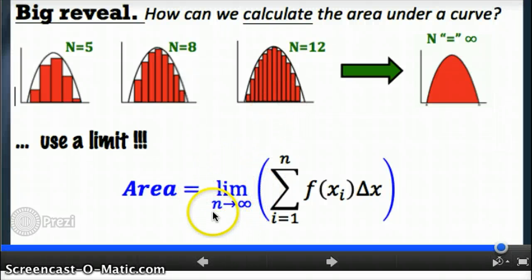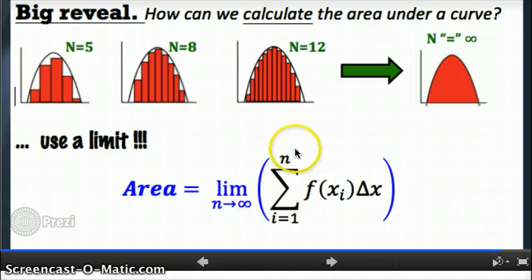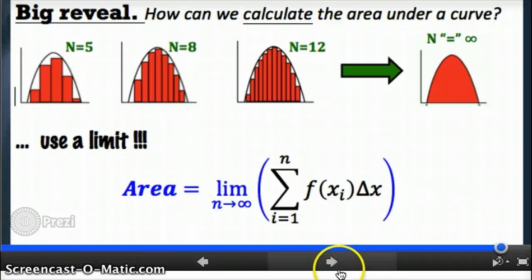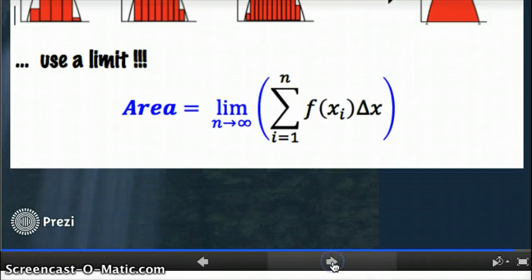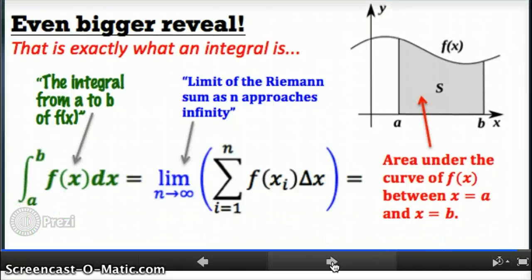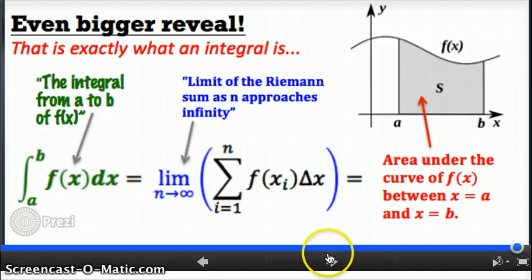Now notice that in the limit, n represents the number of rectangles, so there's still some ambiguity here about what the x_i's are. But the idea intuitively should make sense. And actually, there's an even bigger reveal, because that's what an integral is. This is what an integral looks like. It's read the integral from a to b, and an integral is the same thing as the exact area under the curve, which is basically just the limit of the rectangular approximations. We use a Riemann sum to represent them. So cool.